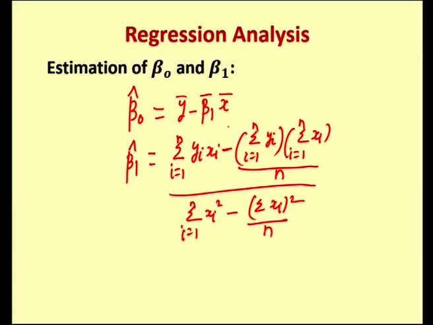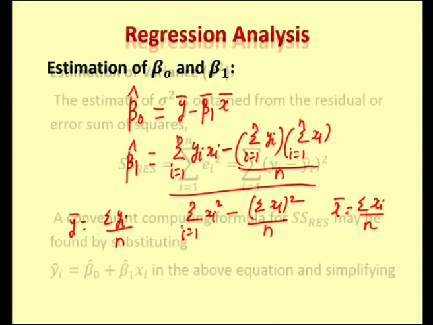This we obtain by solving the two least squares normal equations, where y bar is equal to summation y_i by n and x bar is nothing but summation x_i by n. So, beta naught cap and beta 1 cap are called least square estimates of the intercept and slope.